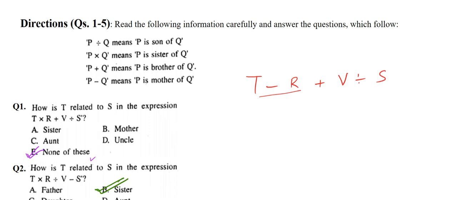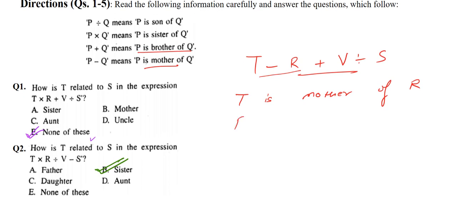So T minus R means T is mother of R. Then we have R plus V. R plus V means R is brother of V.